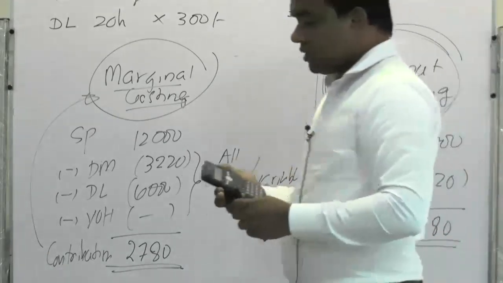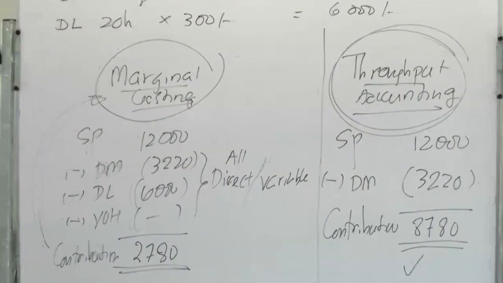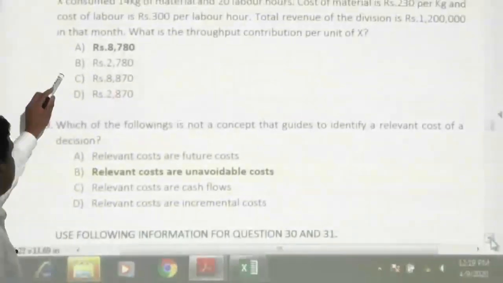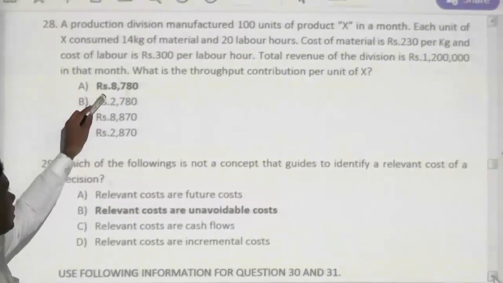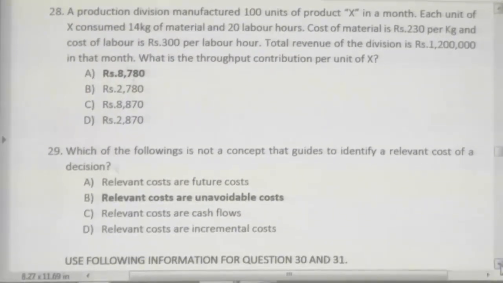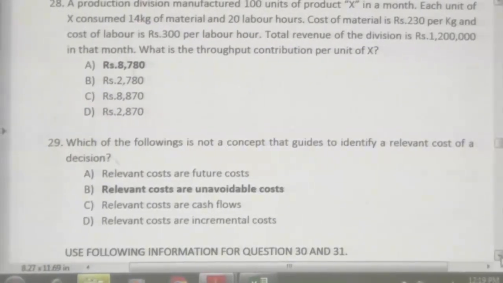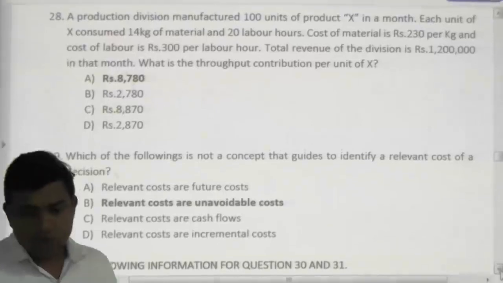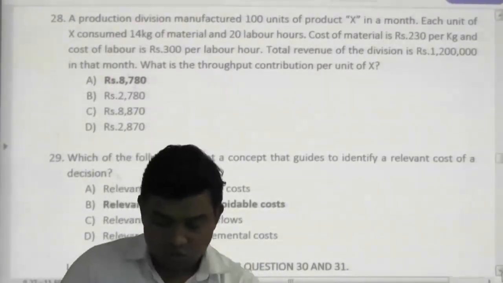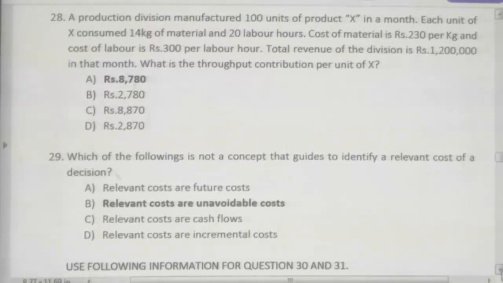Therefore, according to that calculation, you can see the answer for question number 28 is A, 8780, as I calculated, because they are asking for throughput contribution, right? Throughput contribution would be 8780. From this question what you need to learn is that throughput contribution is calculated only by deducting total material cost from the selling price. Only direct material cost is considered when calculating throughput accounting contribution.